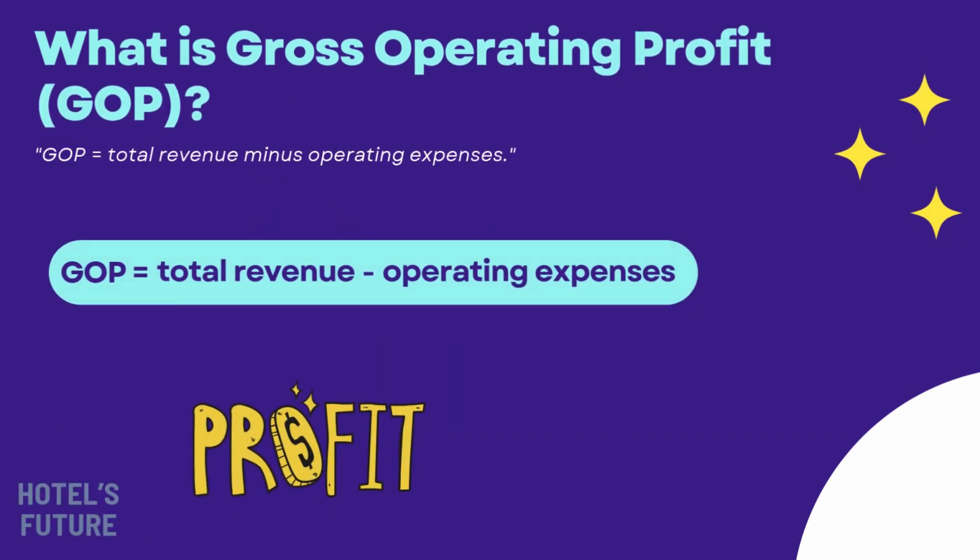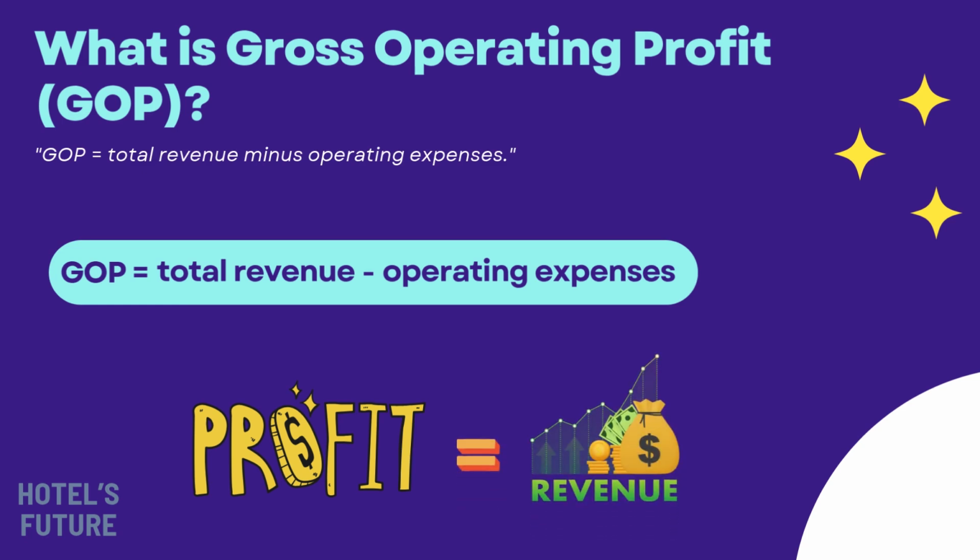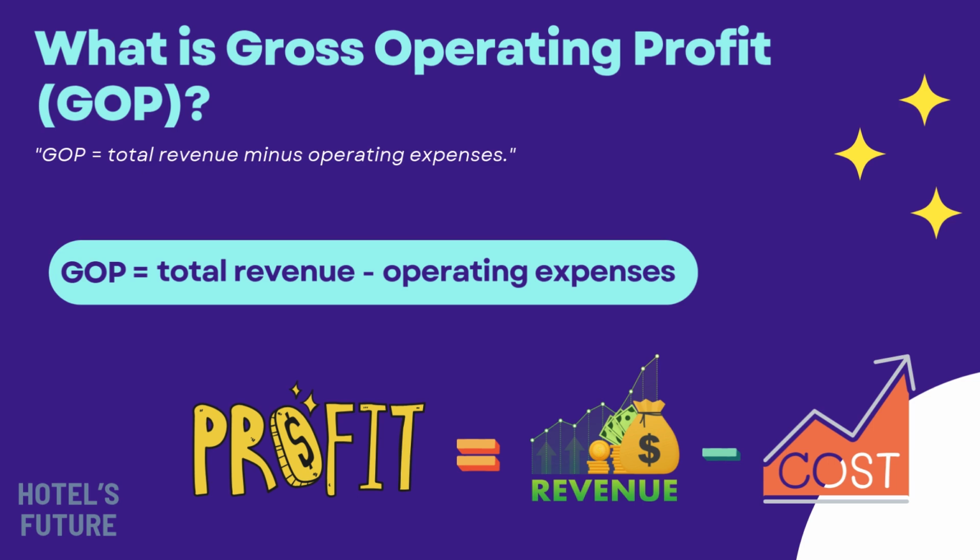Now let's dive deeper into the concept of gross operating profit, or GOP. This is a fundamental measure of a hotel's financial health, and understanding it is crucial for anyone involved in hospitality management. GOP is defined as the total revenue from all hotel operations, minus the total operating expenses, before deducting interest, taxes, depreciation, and amortization. In other words, it's the profit your hotel generates from its core business activities, before accounting for financial and non-operational costs.